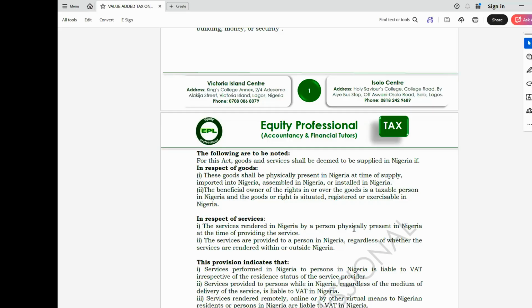So the service must be rendered, that is, both parties are here in Nigeria. In that case, that service will be liable to value-added tax. Also, services provided to a person in Nigeria, regardless of whether the services are rendered within or outside Nigeria. Also, where a service is provided from abroad, but the person enjoying that service is available here in Nigeria, that service will be liable to value-added tax.